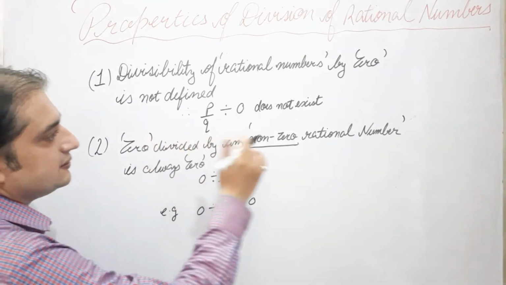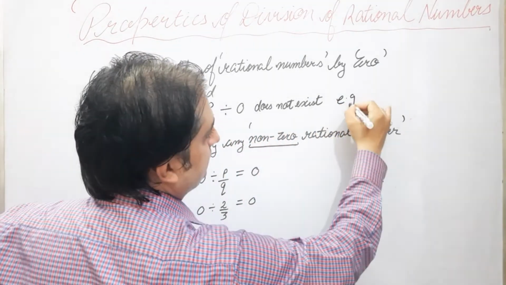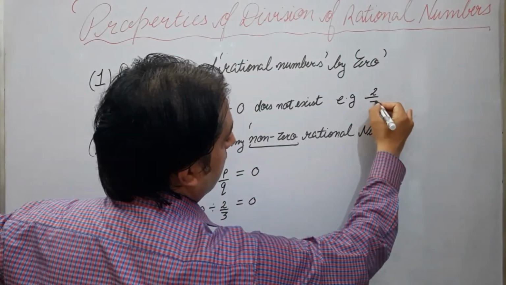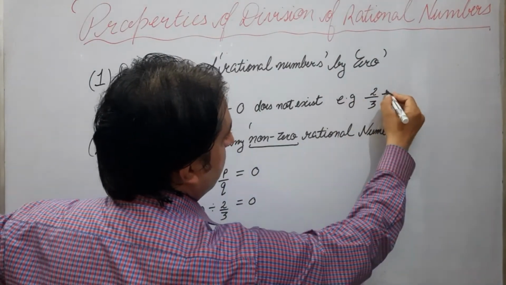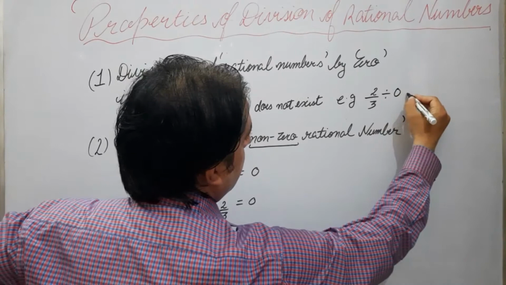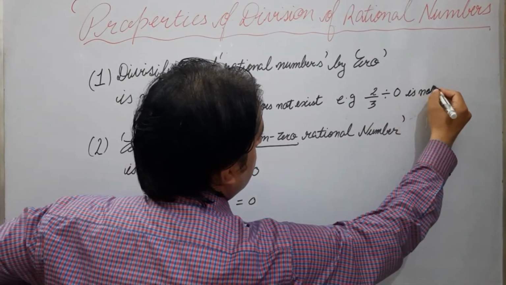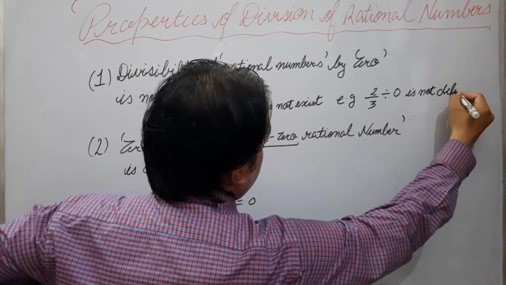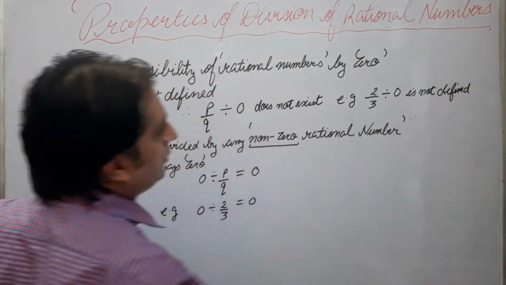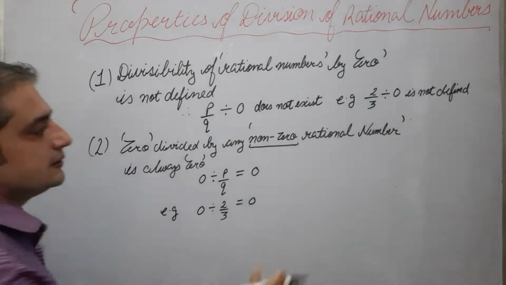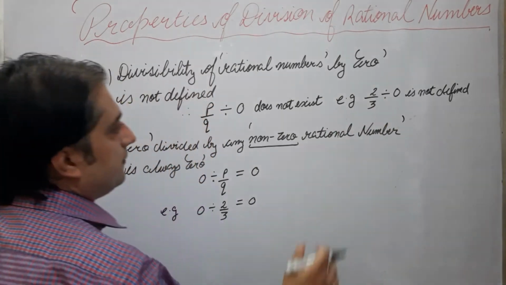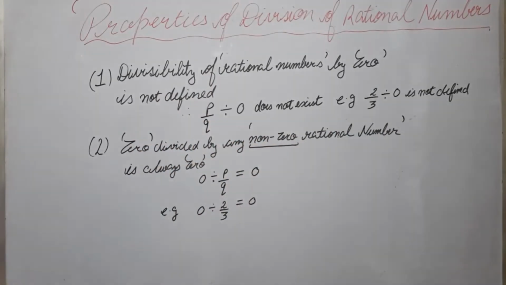But if I take 2 by 3 divided by 0, that division is not defined, because we can't take the reciprocal of 0. So these are the two things related to 0 in division of rational numbers.